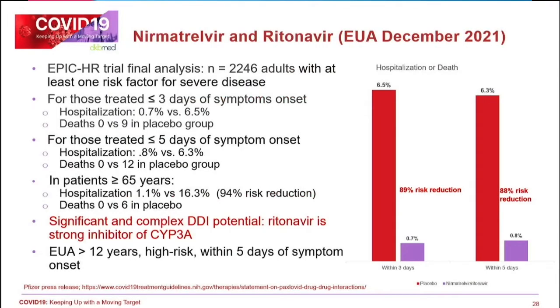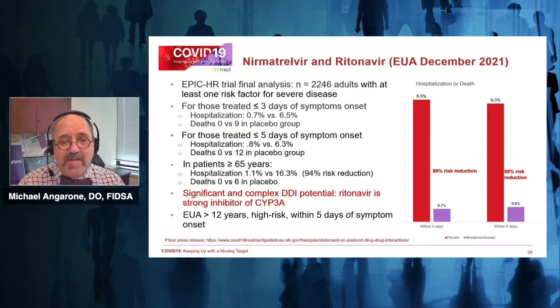So we'll start with the oral therapy, Nirmatrelvir, ritonavir. This received EUA from the FDA in December 2021. This is an oral direct-acting antiviral that is a protease inhibitor, and it's paired with ritonavir, which is a potent inhibitor of the CYP3A enzyme system, which allows the medication to stay in the circulation and not get metabolized as readily. The data for this therapy comes from the EPIC-HR trial.